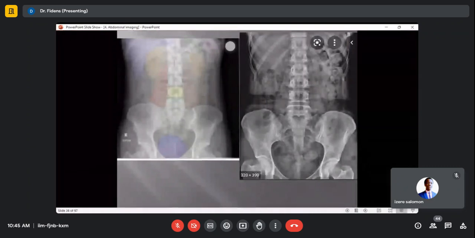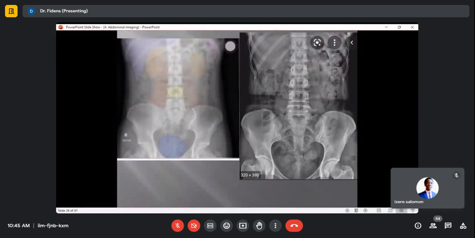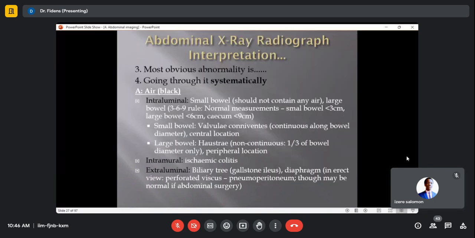Number three, it's about how to report. Remember that that's the same for even chest radiograph. You start by the bigger picture of the image. Normally, number three is about the most obvious abnormality. That's how we do in radiology, by the way.